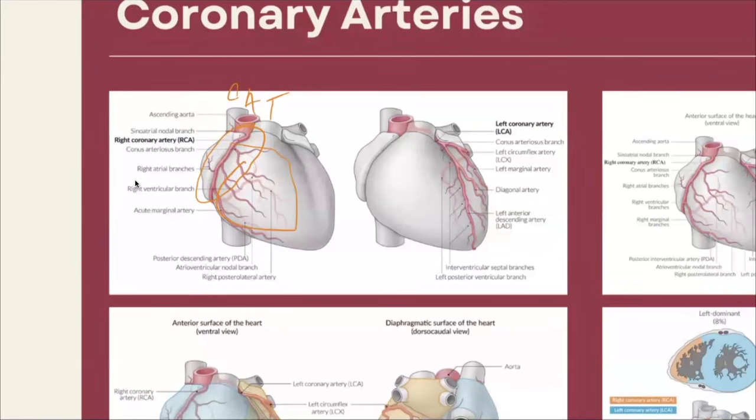And then if you look at the posterior view of the heart from here, so this is reverse cat, the main artery that you're going to be looking at is the left coronary artery, and that's usually responsible for supplying a lot of the intraventricular septum. So that's very important. And it's important for supplying the left ventricle too.